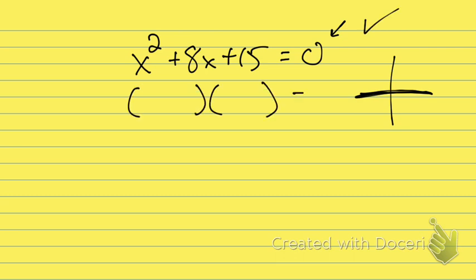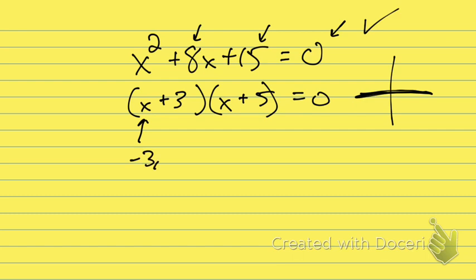It needs to multiply to be C and add to be B. 3 and 5. Let's check it out. Does that add to be 8? Yep. Does it multiply to be 15? Yeah. Okay, so now we're going to look at what values of x make it true.